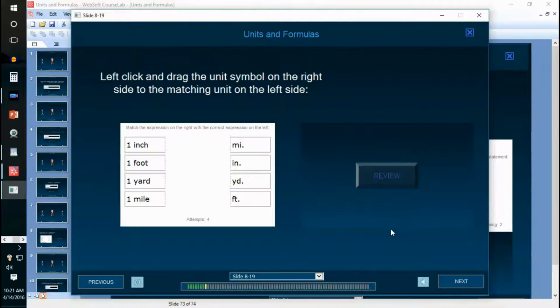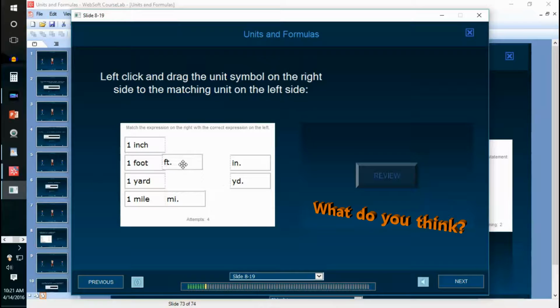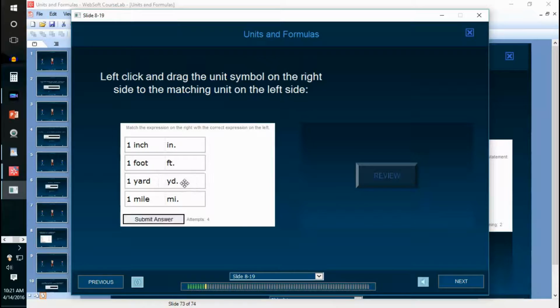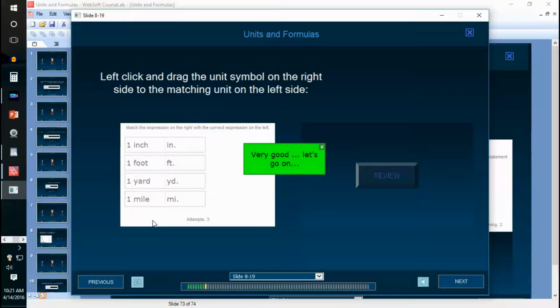Left-click and drag the unit symbol on the right side to the matching unit on the left side. You're right. Nice job.